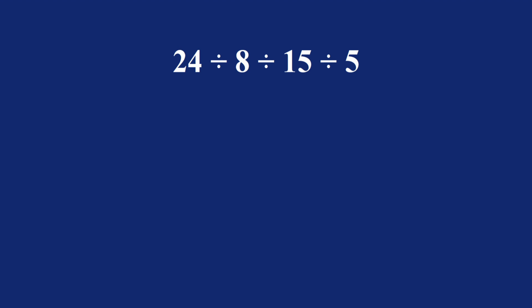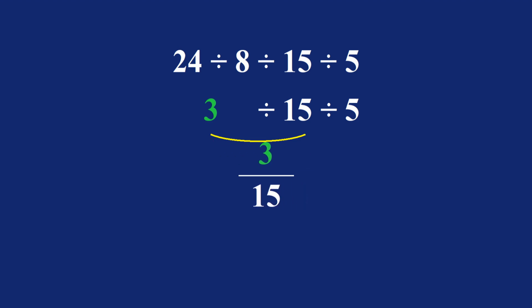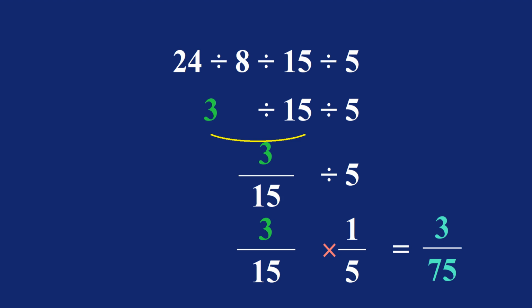So we have first this division, 24 divided by 8 equals 3. So we have 3 divided by 15 divided by 5, and we can write this part as 3 over 15 divided by 5. So we must keep the first fraction 3 over 15 and change division to multiplication times. Then flip the second fraction 1 over 5, which equals 3 over 75. And this is our final answer for this problem.